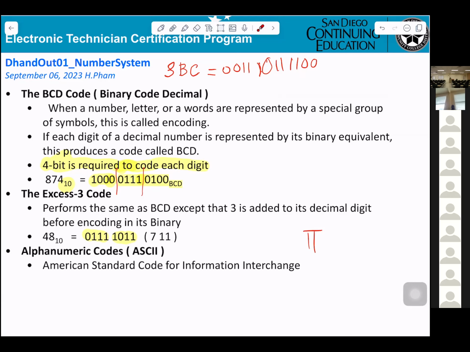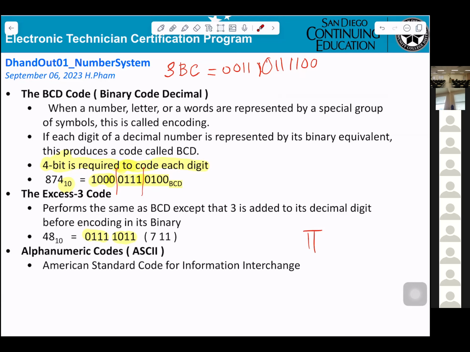Alphanumeric code, ASCII, American Standard Code for Information Interchange. If you go into Google and type in ASCII, they give you the table.